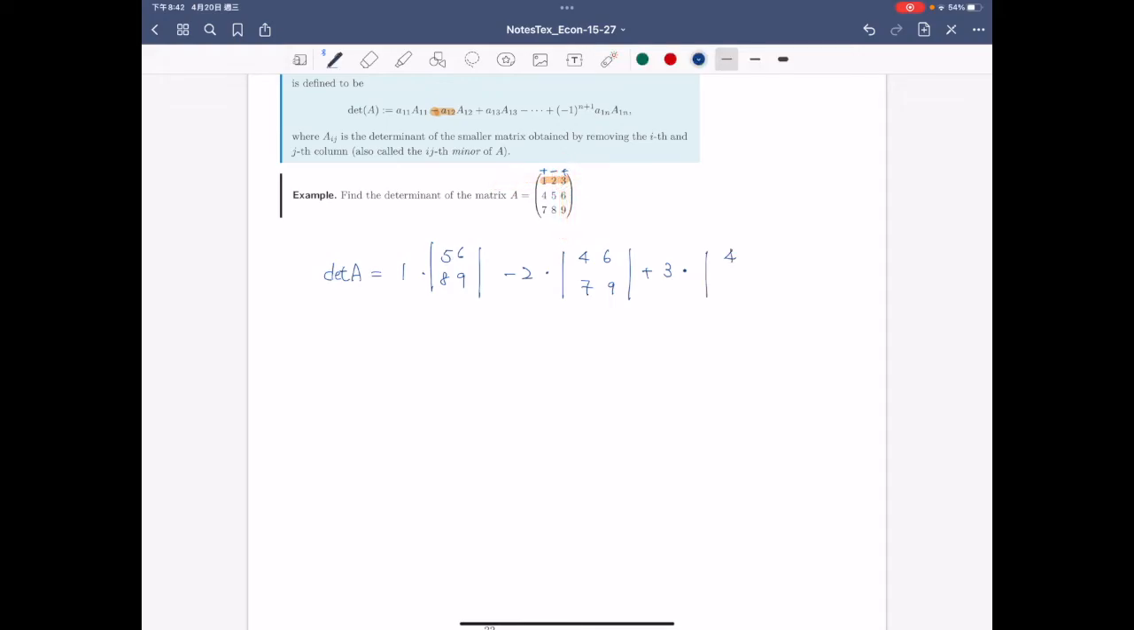Okay, and then now we compute them. Because a 2 by 2 determinant, I know how to do it, it is AD minus BC. So 45 minus 48, and minus 2 times 36 minus 42, and plus 3 times 32 minus 35. So this is minus 3, and then plus 12, and then minus 9. So at the end, the answer is 0. Okay? So that's it.